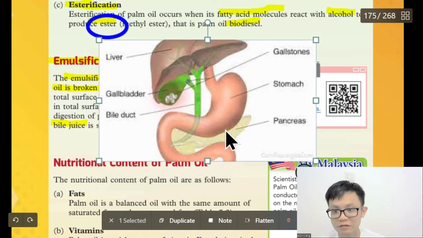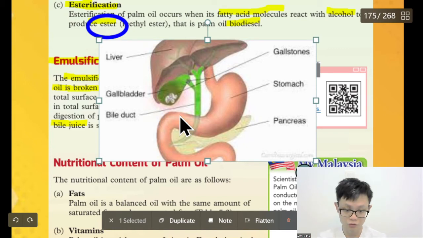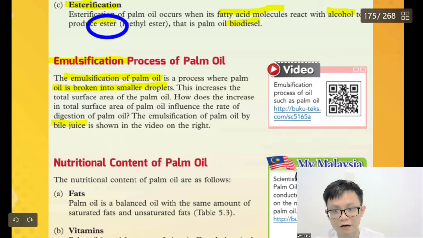So the student asked me what is bile. Of course we have liver, we have gallbladder, we got stomach, pancreas. Where's the bile? This is called the bile duct. The bile duct will produce the bile juice. So what is the bile juice for? The bile juice is actually to help with digestion.